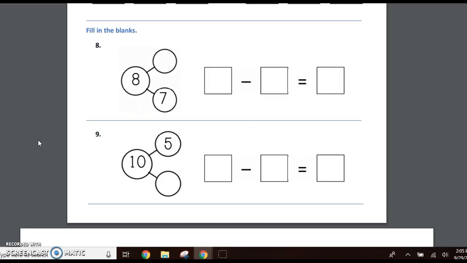Okay, that concludes part B of our math assessment. You can go back and double check your work. Go back and listen to any that you think you might need to double check. You can double check and make sure you put your name on your paper. I hope you did well.